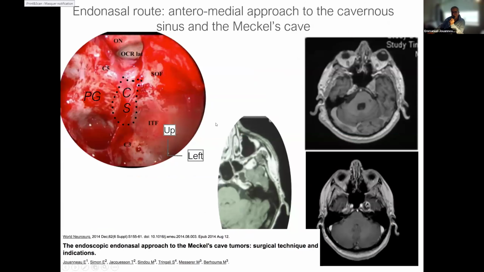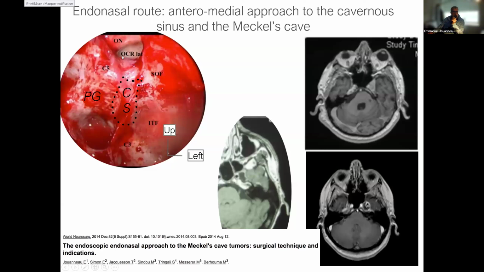Now you know that, especially with endoscopic techniques, there is another route to approach the cavernous sinus. It's the endonasal approach with the endoscope, straight and angled. You get inside the sphenoid sinus. We are inside the sphenoid sinus over there. The pituitary gland is over there, the pituitary fossa, the clival recess.